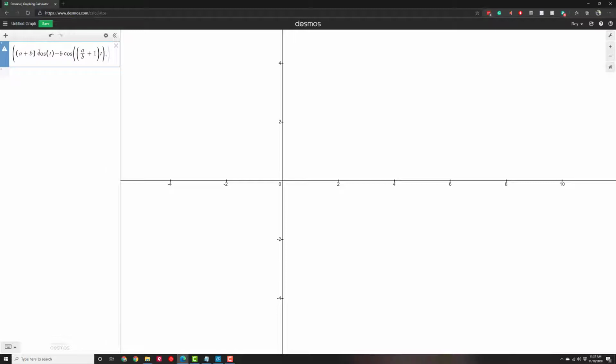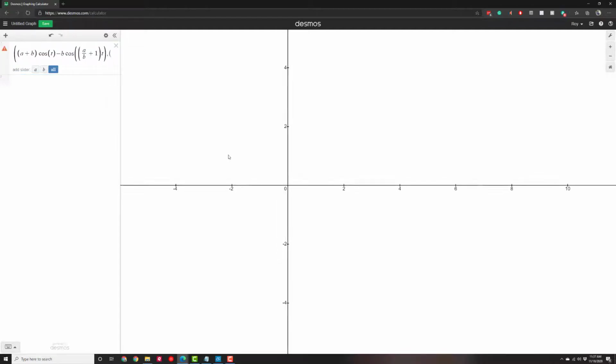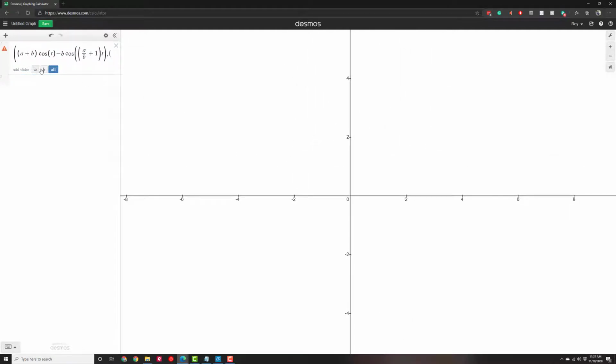Now I'm going to go to the y value. The y value was the quantity a plus b end quantity times the sine of t. It's very complex. Minus b times the sine of the quantity a over b. Hop outside that fraction, add 1, hop outside that quantity, put a t there, and that should be the end of it. Now you notice we don't have anything graphing here. It's because we don't have parameters set for a and b, so I'll just click set all.